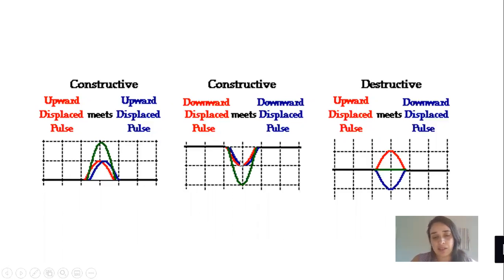And the same thing happens here: even though my amplitudes are both negative, they add up to have a negative amplitude. But in the case of destructive interference, there is an upward pulse and then a downward displaced pulse, and they both have the exact same amplitude. Because one's positive and the other one's negative, at that position they're going to momentarily cancel themselves out.